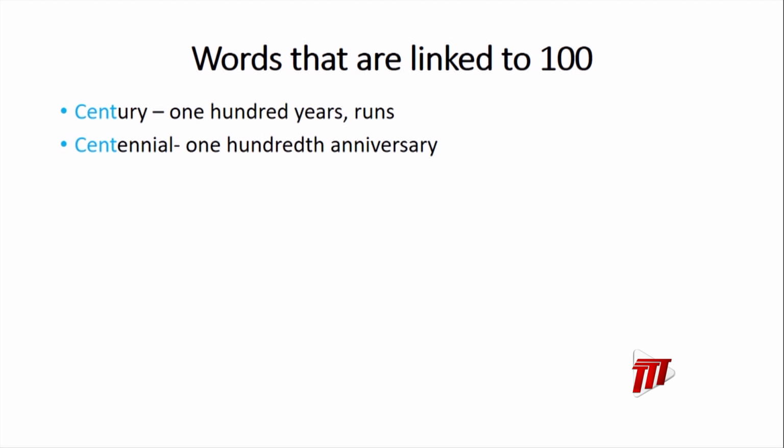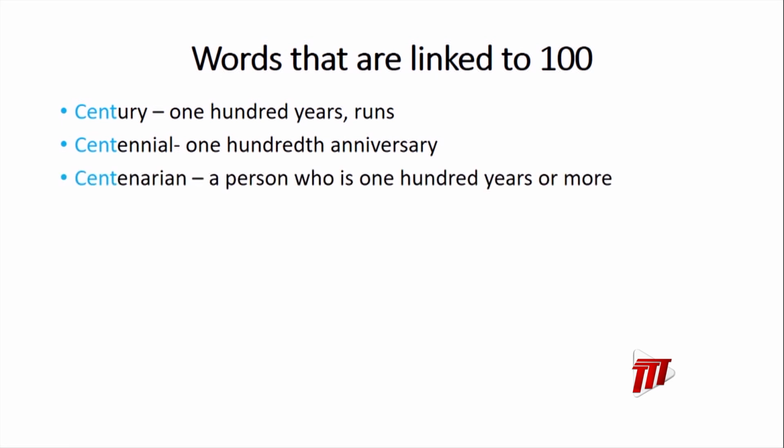Centennial, 100th anniversary. Again, it is linked to the number 100. So a centennial is a 100th anniversary. A centenarian is a person who is 100 years or more. I wonder if you know anybody who is a centenarian. Maybe your grandma or grandpa, or even great-grandma or grandpa. Once that person gets to 100 years and beyond, they are called a centenarian.